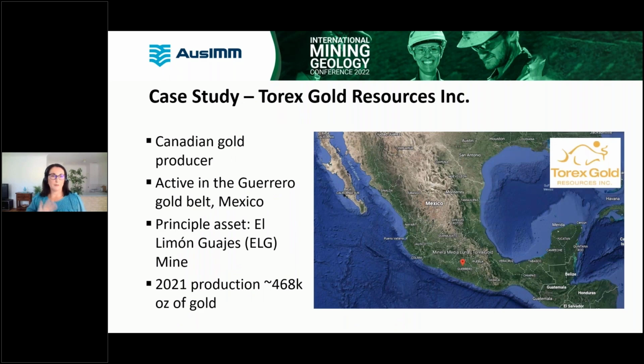Now for the fun stuff. So we've got the definitions out of the way. Let's actually have a look at a case study that we did with Torrex Gold Resources. So Torrex is a Canadian gold producer. They're active in the Guerrero gold belt in Mexico with a principal asset of the El Limon Juarez, or the ELG mine. And last year they produced around 468,000 ounces of gold. And where my cursor is now is where ELG sits, and Mexico City is around here. It's 180 kilometers south of Mexico City, or around a 4-hour drive.